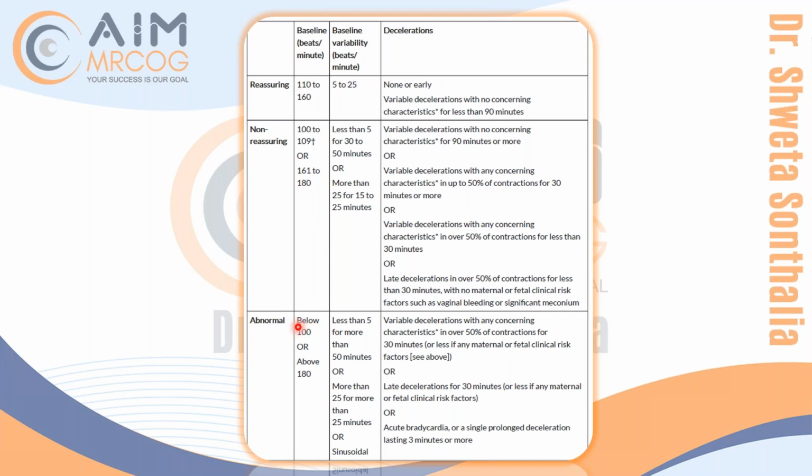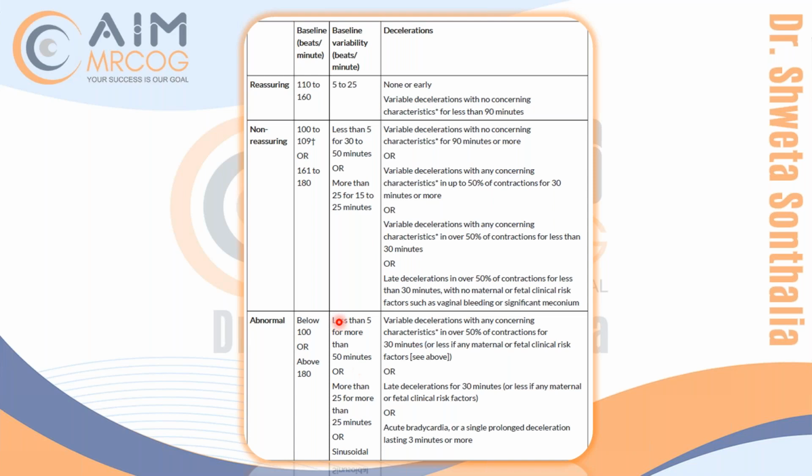Then what is abnormal? Abnormal is if the baseline is less than 100 or above 180. So if something falls between 110 to 100, it will become non-reassuring, right? So the lower range is 100 beats and the upper range is 180 beats. So it's less than 100 and more than 180. That's why I told you, if you try to remember everything, it's confusing. So remember the abnormal, below 100 or above 180. How will you remember? Below 100 means 99 and 181. So 99 is abnormal, 181 is abnormal.